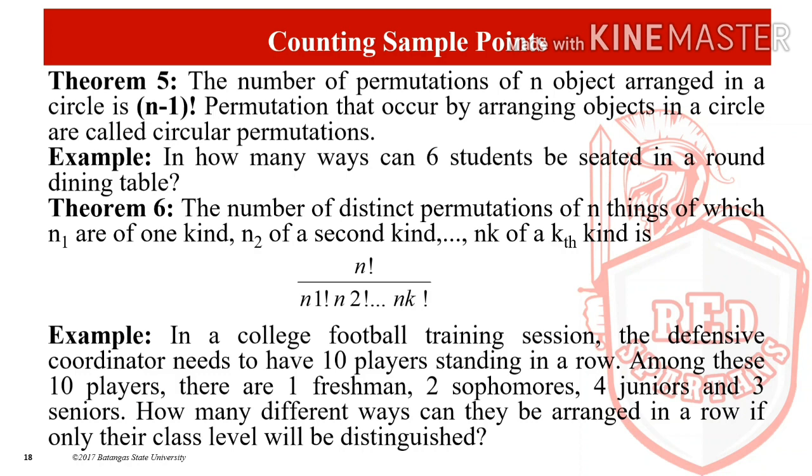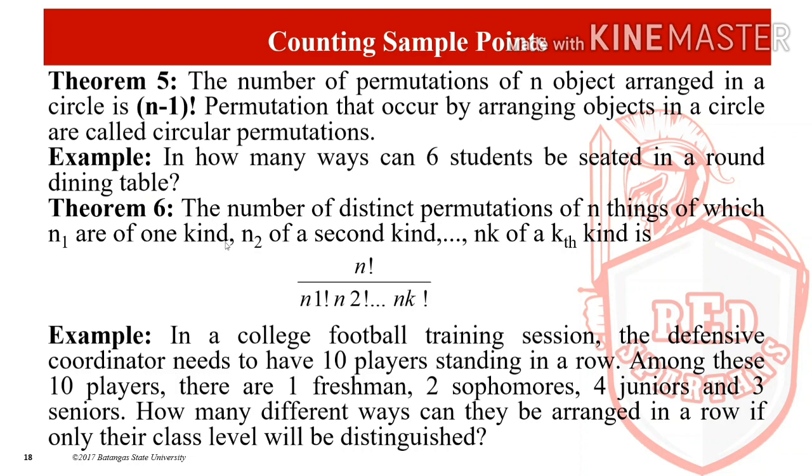So, for example, in how many ways can 6 students be seated in a round dining table? So, round dining table, ibig sabihin 6 minus 1 factorial or 5 factorial equal to 120 ways. So, yun yung sagot natin for this example. The next, theorem number 6.